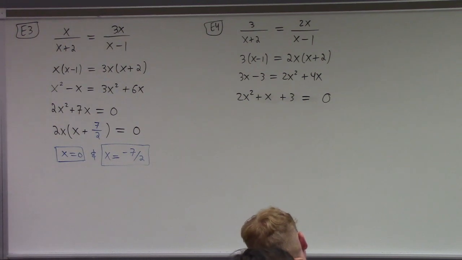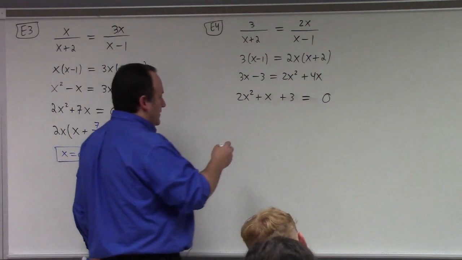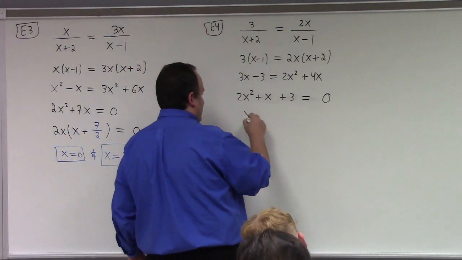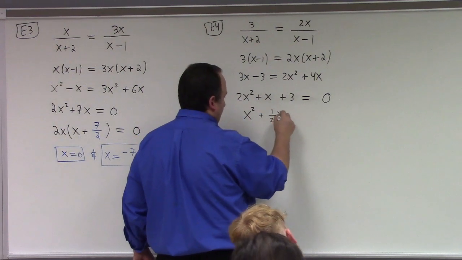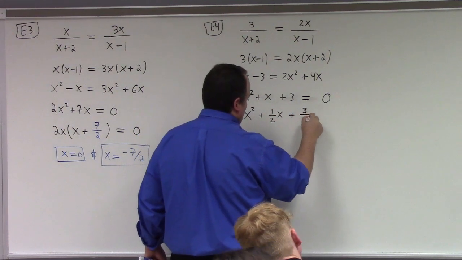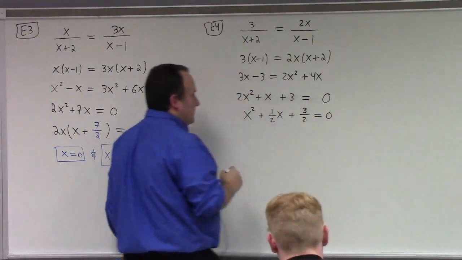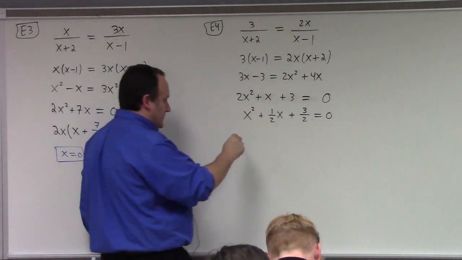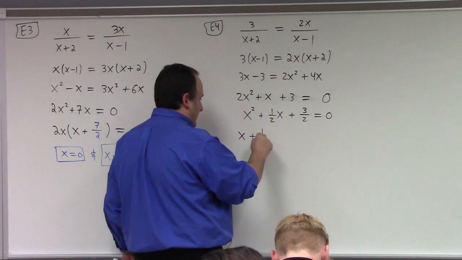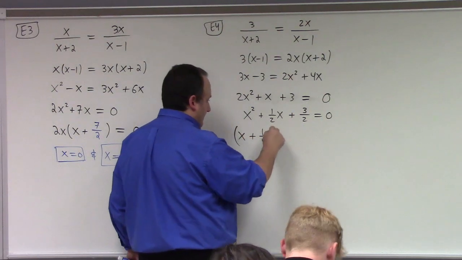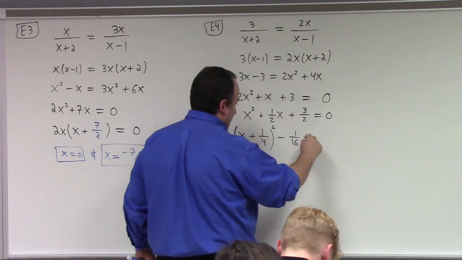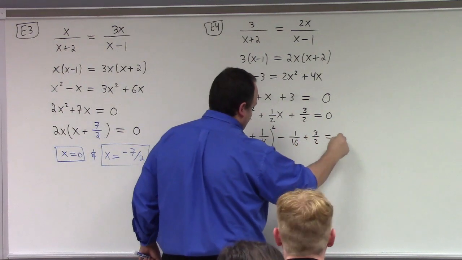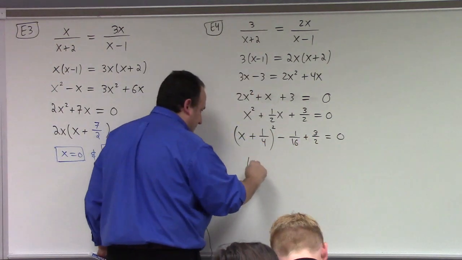Now here, I will complete the square. So I'll divide by 2. Since we're dealing with an equation, I might as well do that, right? And then I do what? I do x plus 1/4, square that thing. And then I subtract a 16th and add 3/2. And then isolate the square.